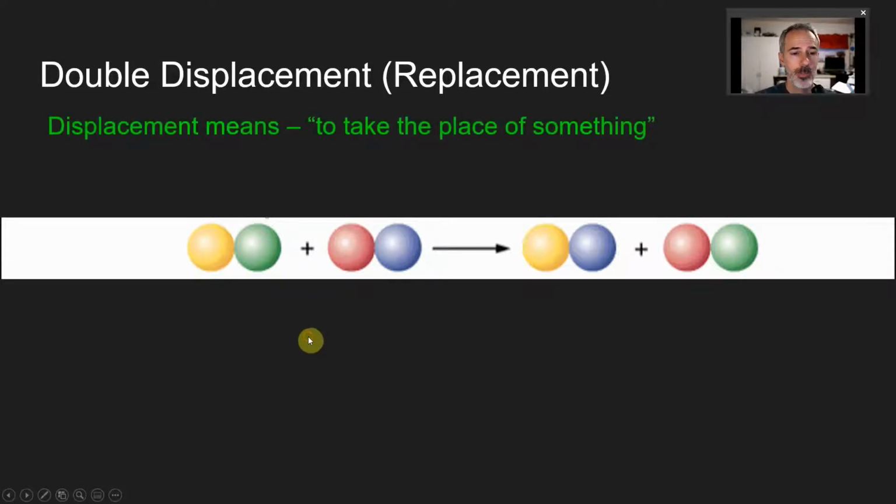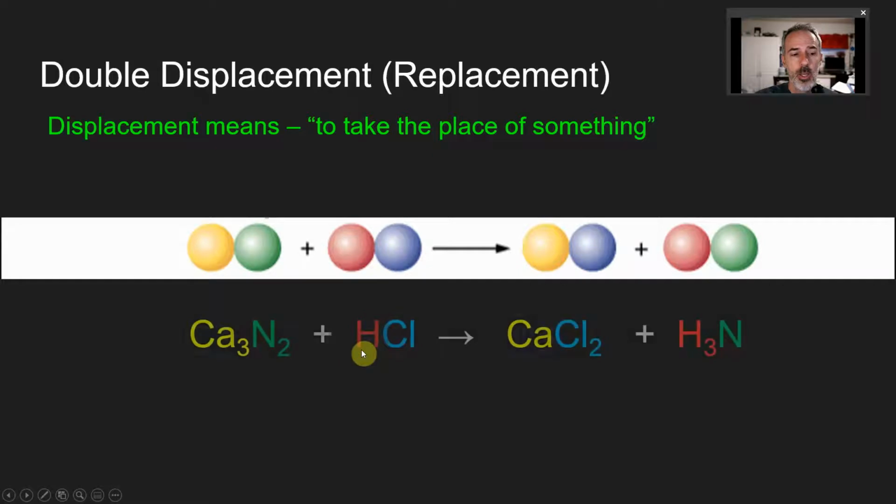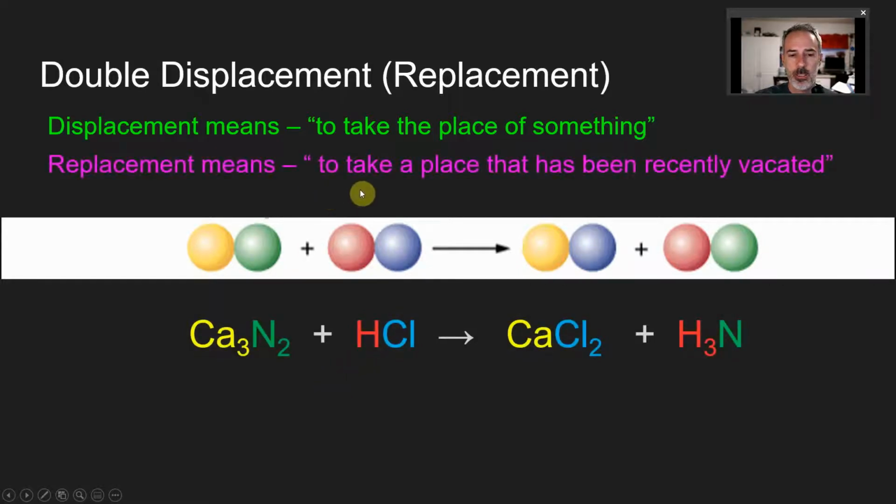That's double displacement. So what the word displacement means is to take the place of something. So it's sort of like getting bumped out. You could imagine that the green one came over and bumped out the blue one, right? That would be displacement. Replacement also means to take the place of something. So that's as if the blue one left and the green one said, oh, I'll take your place. Replacement is more polite. But the point is they swap.